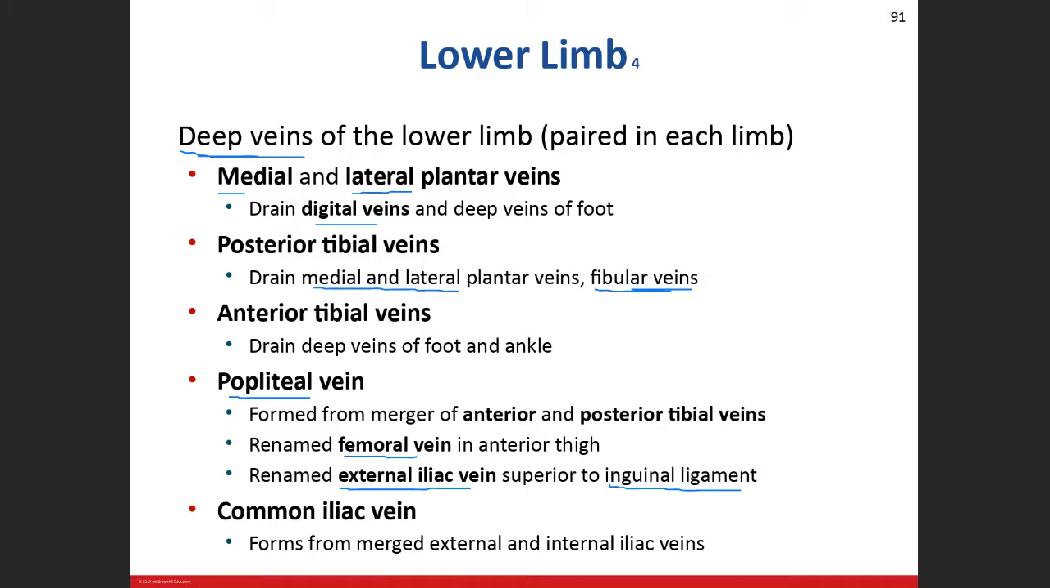It's kind of what we saw with the artery. How the artery, when it passed underneath the inguinal ligament, we renamed it the femoral artery. Well, same thing here when we're talking about what happens to the femoral vein and the external iliac vein. Then the external iliac vein will meet up with the internal iliac vein and form your common iliac vein. And then your two common iliacs fuse together and form the inferior vena cava.